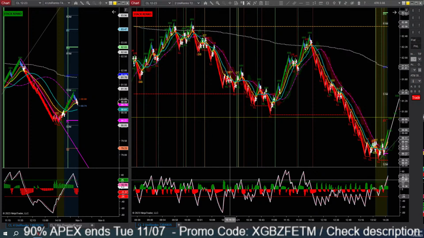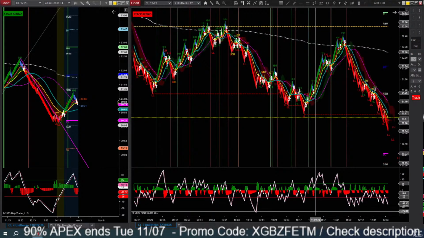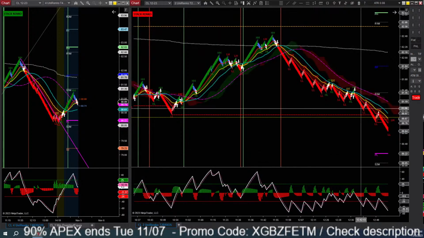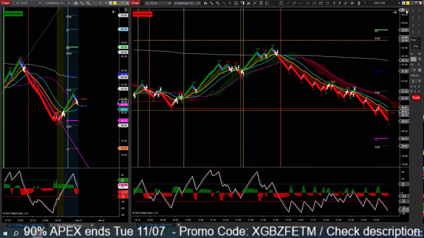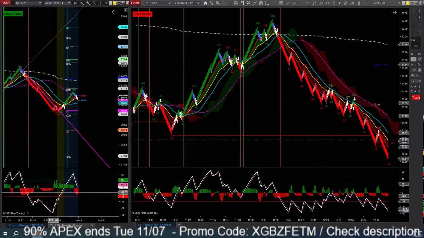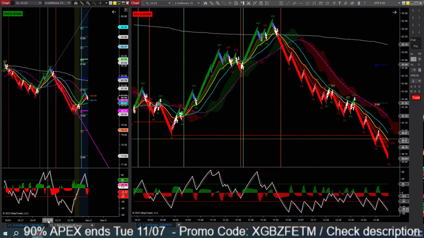Okay. So let's get started again. I'm going to talk about the importance of the anchor chart. Now, there are two ways to do this. You can combine the two charts into one, and or you can have them separated. I do have them separated.